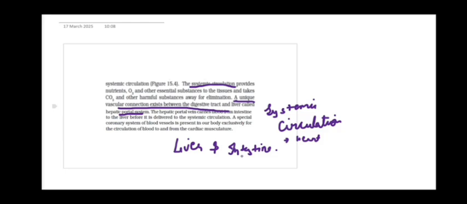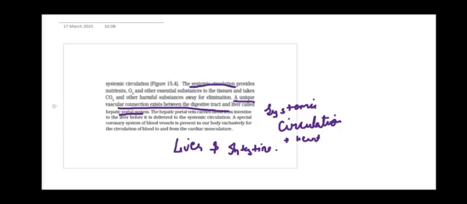A special coronary system of blood vessels is present in our body exclusively for the circulation of blood to and from the cardiac musculature. So basically, the special coronary system of blood vessels is related to our cardiac system, and that leads to circulation of blood. So this is about the NCERT line.